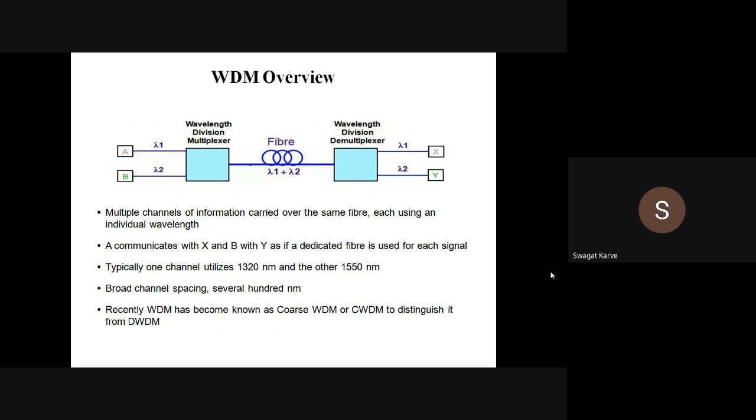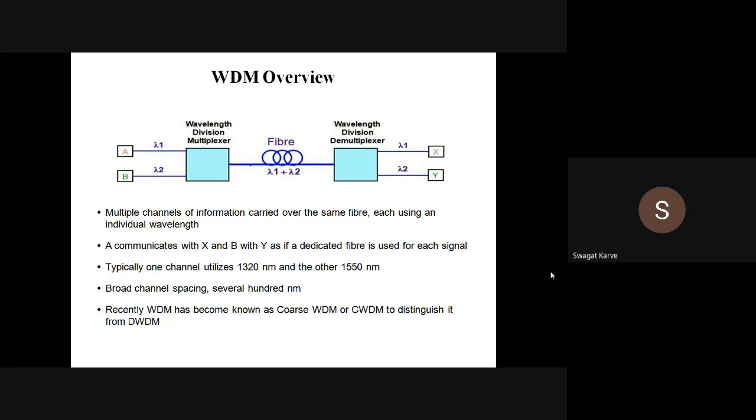Now, what is this WDM? You have different wavelength optical signals at the input. Then the multiplexer's job is to combine those signals and transmit over a single channel. At the receiver side, you have a demultiplexer. What is the job of this demultiplexer? This demultiplexer will separate that signal and send it to the respective output. That means whatever input you have transmitted, at the output you will get that same information separately, right? So the demultiplexer's job is to separate that combined information and send it to its respective channel.